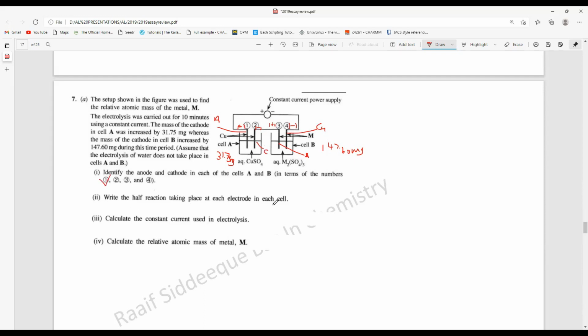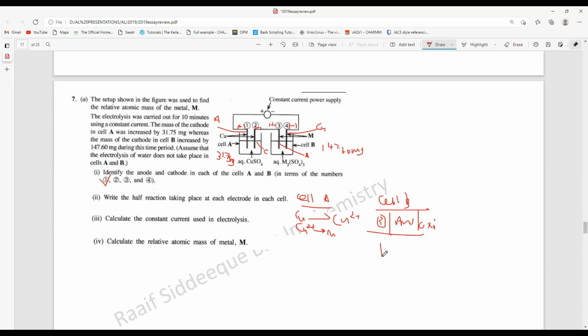Write the half reaction taking place at each electrode in each cell. If I take this one as cell A, the oxidation is copper to copper 2 plus, so balance it. Reduction is copper 2 plus to copper, you need to balance. In the same way, in cell B, the anode is oxidation. This is how you can write it down in cell A also.